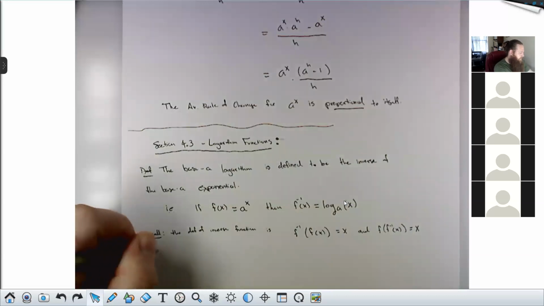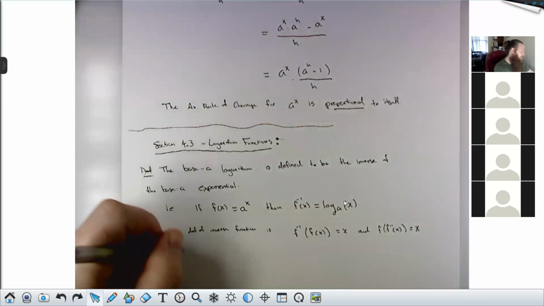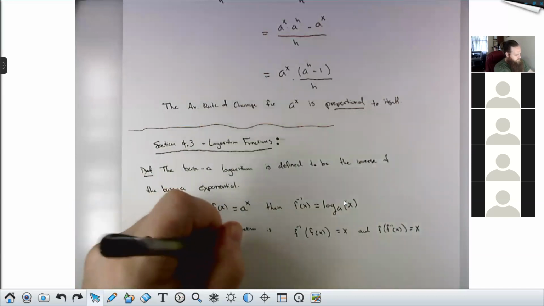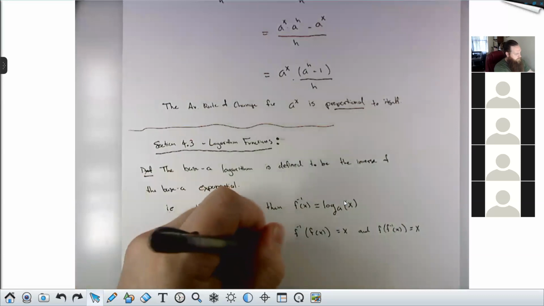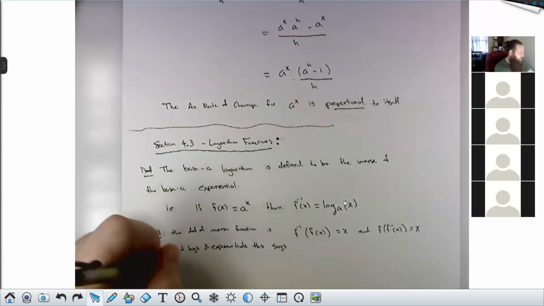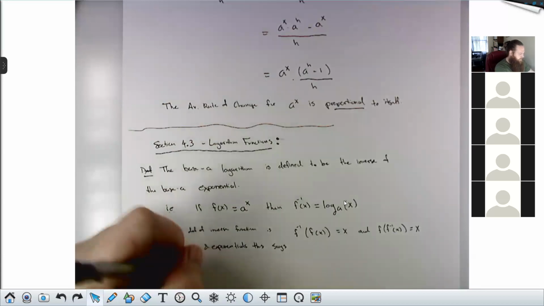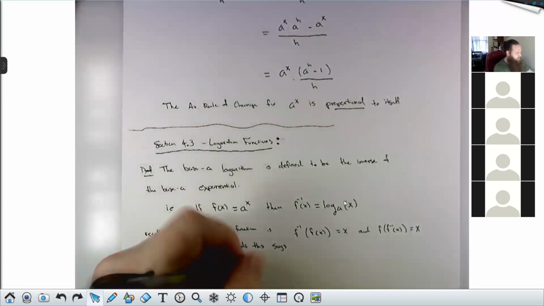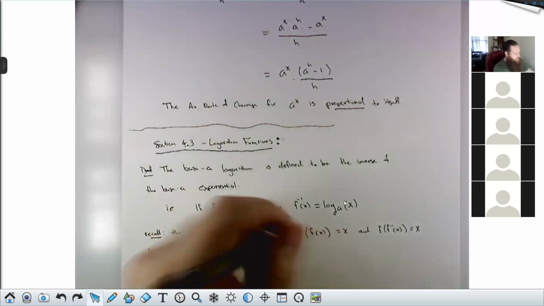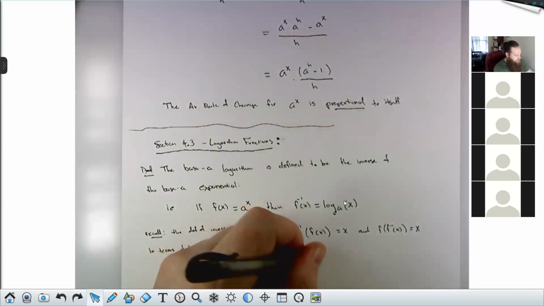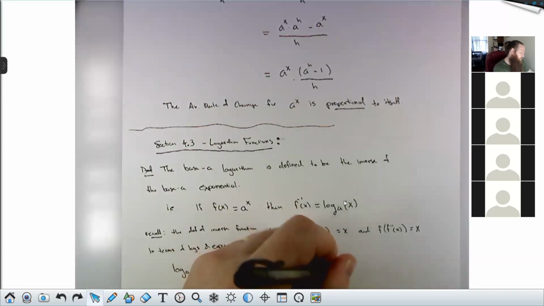In terms of logarithms and exponentials, this says, well, f inverse, that's the base a logarithm. So log base a of f of x, that's a to the x, is equal to x. And f of, so that's a raised to the power of f inverse of x, that's the base a logarithm of x, is also equal to x.